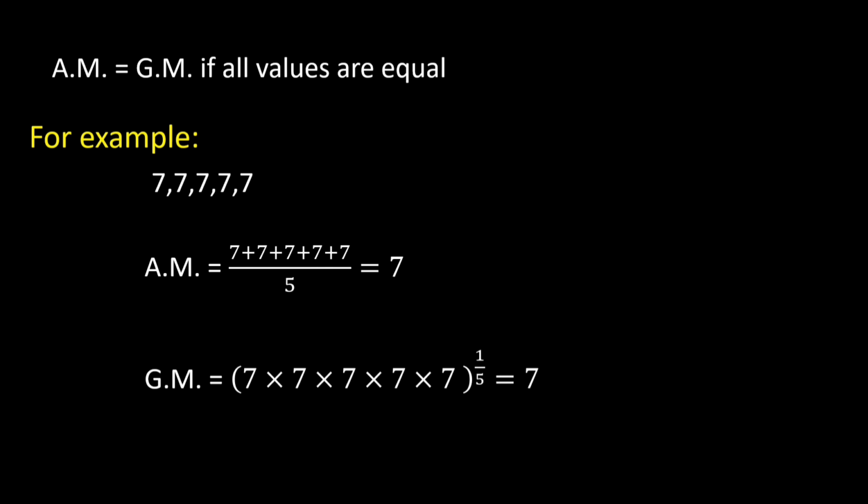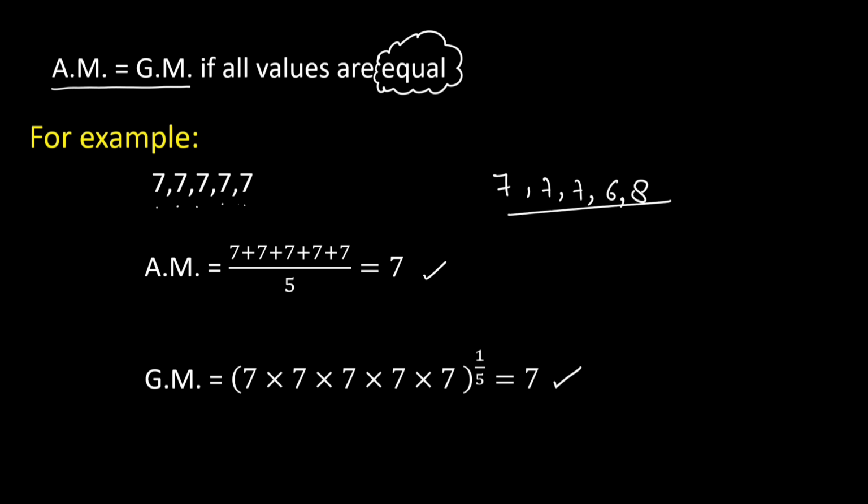Now one more thing before proving this, we should know that AM will be equal to GM if all values are equal. If any two values are unequal, then definitely arithmetic mean will be greater than geometric mean. So let's take 5 equal values, all 7. Their arithmetic mean is 7 and their geometric mean is also 7, and both are equal. And even if you change 2 of the values, means in place of the second last 7 write 6 and in place of the last 7 write 8, then you will find that arithmetic mean becomes greater than geometric mean. Now why this is so, let us see.